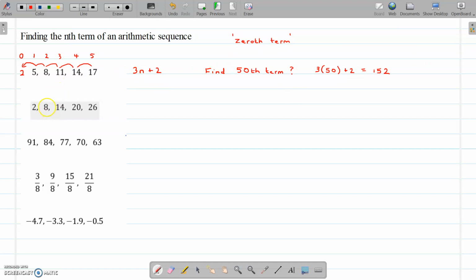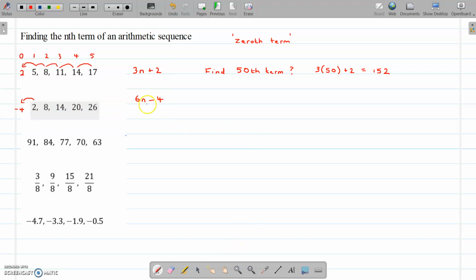Now in the second one we do exactly the same sort of thing. We find the 0th term, and we notice it's going up in 6s. So we go down by 6 to give us -4. It's going up in 6s, so it's 6n plus the 0th term, which is -4. And that's the rule for that sequence.